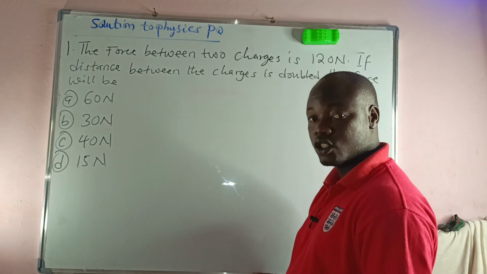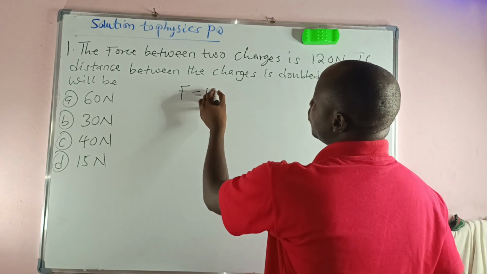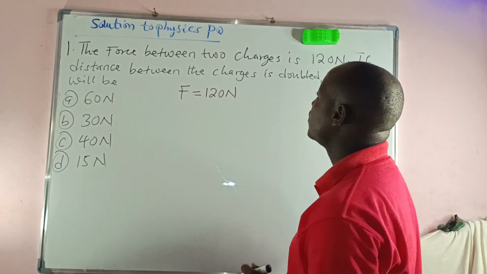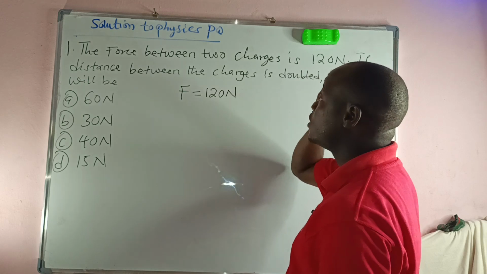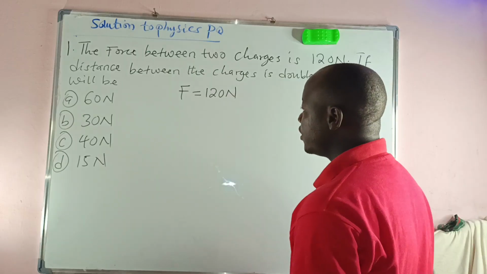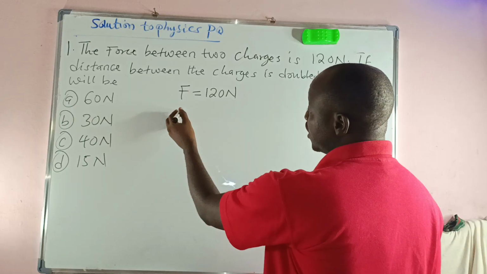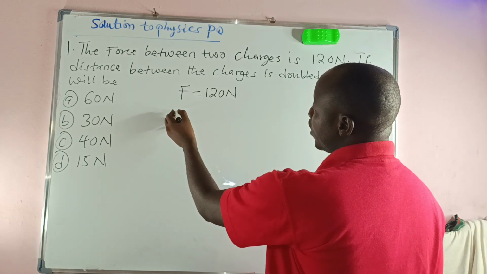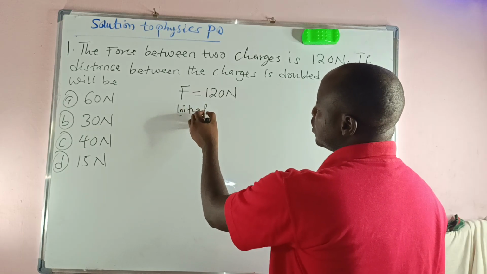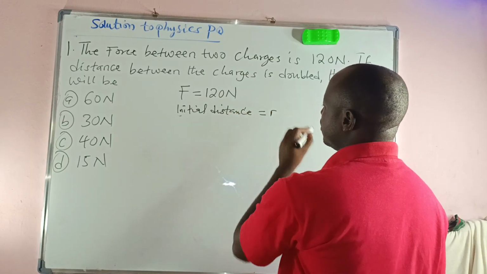So first, at this point, we have F is equal to 120 Newton. That is the first thing that we have. And then, of course, if the distance between the two charges is doubled, then what will the force be? So it means that we have an initial distance, which is going to be R.